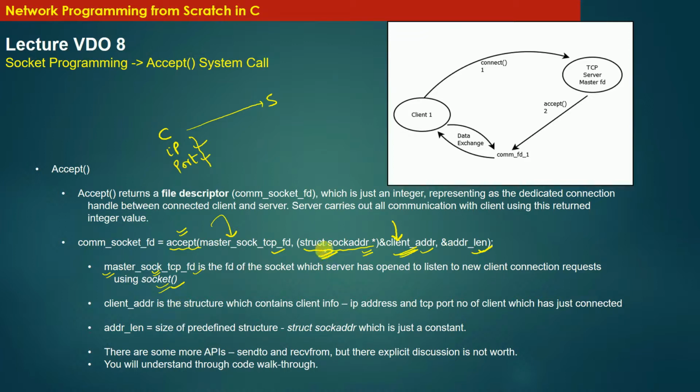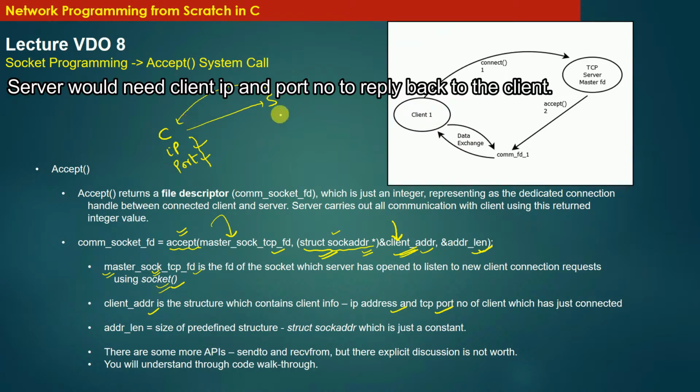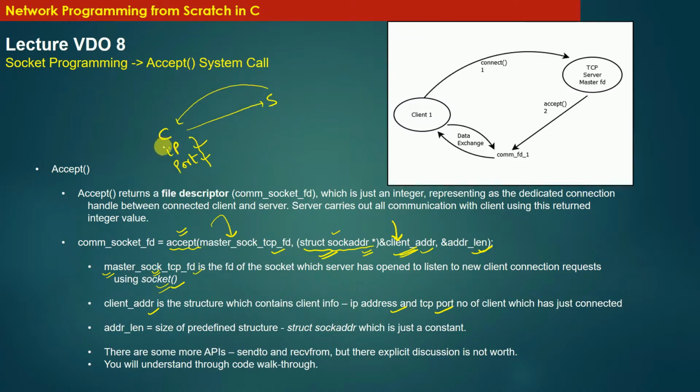Then, as I said, the second argument to the accept system call is the pointer to the structure, and this structure is used to store the client information, that is the client IP address and the port number on which the client is listening. This information is used by the server when the server chooses to reply back to the client. Because the server has to reply back to the client, the server would need the IP address of the client as well as the port number on which the application running on the client machine is listening. And address len is a constant, which is the size of the predefined structure struct sockaddr. Hence, it is a constant.